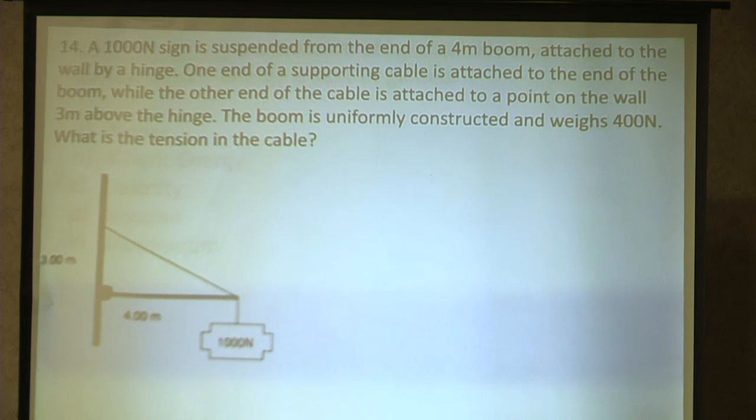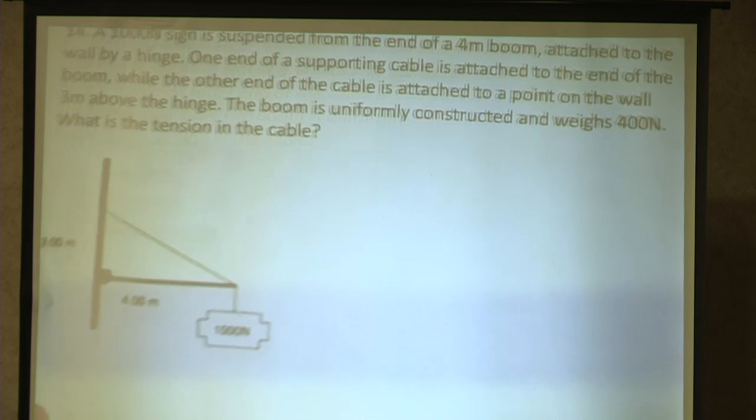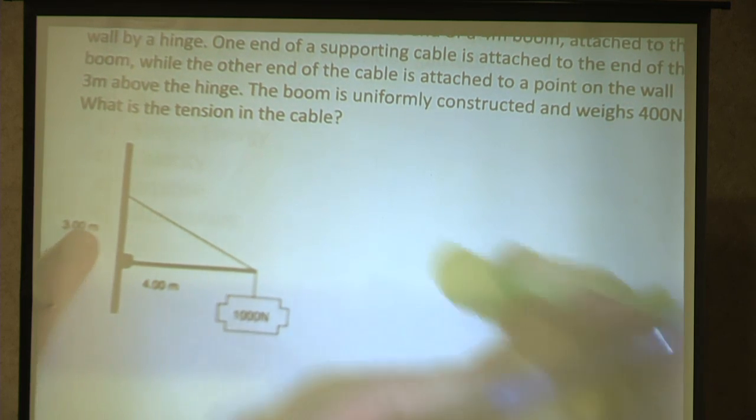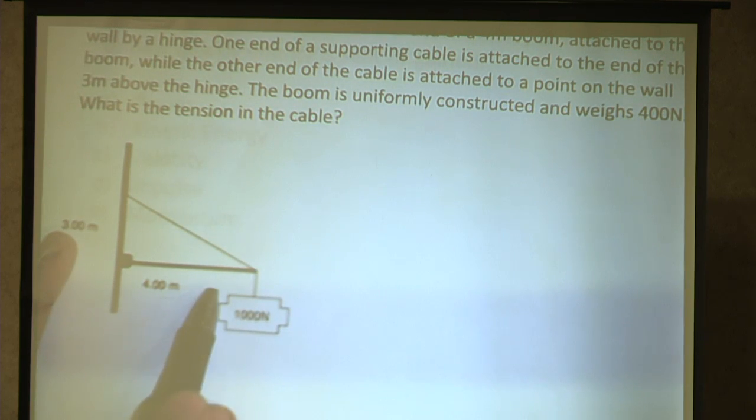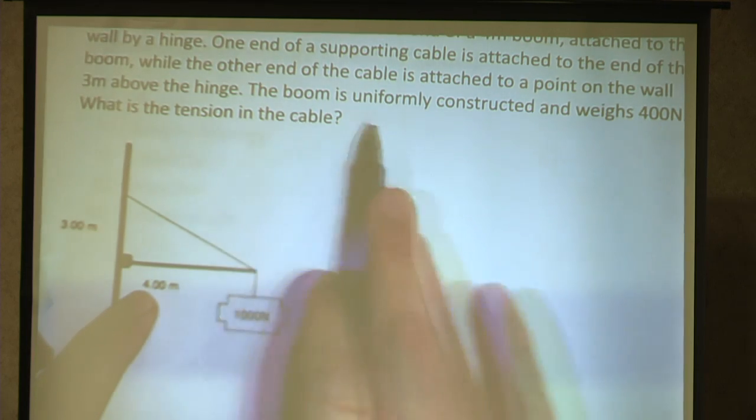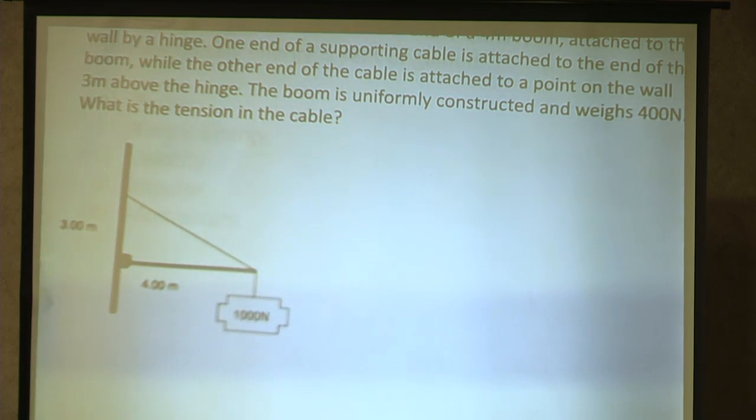So in this problem, we have a 1,000 Newton sign. So it's just a fancy way of saying that it weighs how much it weighs. It's suspended from the end of a 4-meter boom attached to the wall by a hinge. One end of the supporting cable is attached to the end of the boom, while the other end of the cable is attached to the wall 3 meters above the hinge. So you can see here, that distance right there is 3 meters. And the boom is 4 meters long. The boom is uniformly constructed and weighs 400 newtons. What is the tension in the cable?